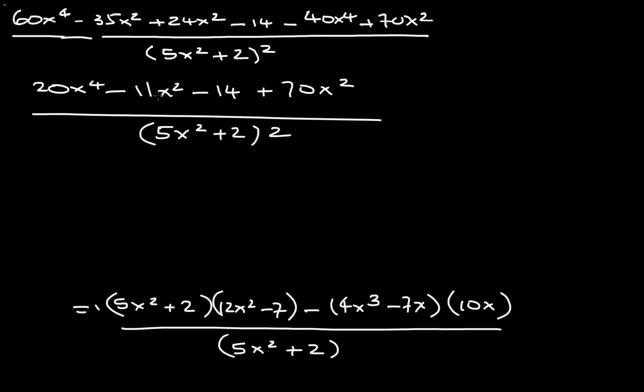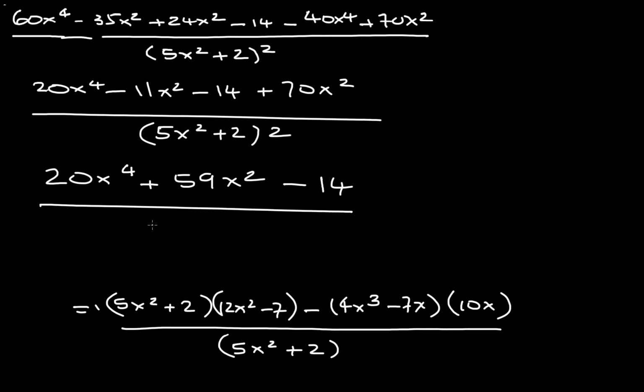Then these two, this one remains like that. So this is 20x^4, right? This and that can come together and give us plus 59x squared, then minus 14. Then we maintain our divisor, which is 5x squared plus 2. Then we square it. So dy dx of that function becomes this one here: 20x^4 plus 59x squared minus 14. Then we have that divisor.